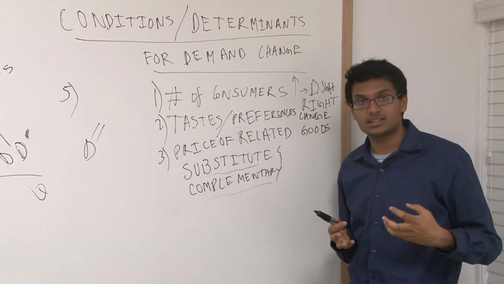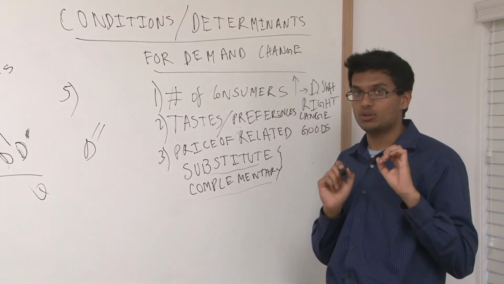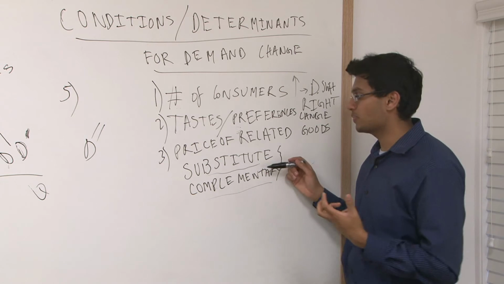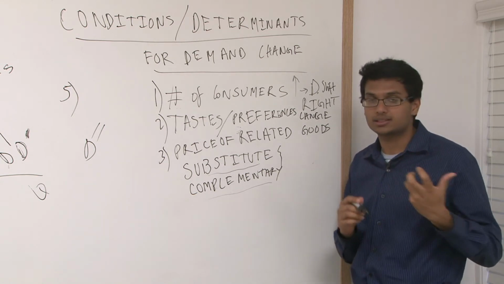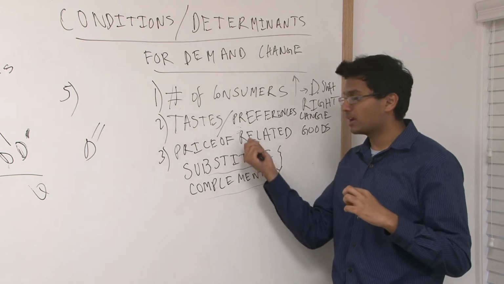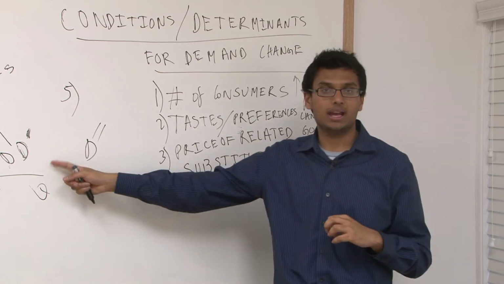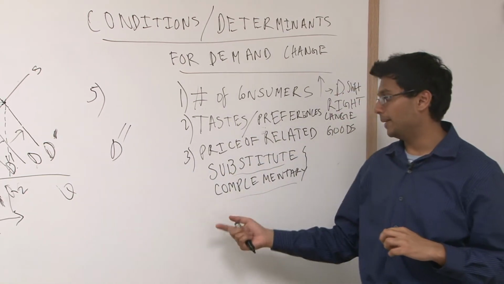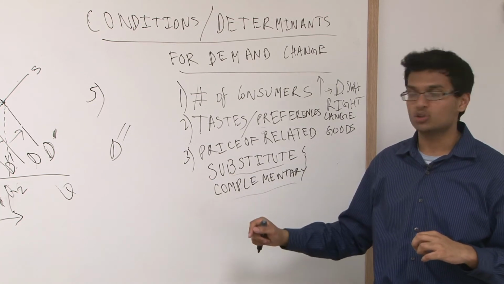I hope everyone understands that. It's really important that you understand the differences between substitute and complementary groups, and I can give you examples later on to emphasize the differences. But understand that the price of related goods changes your demand, and it depends on which one you're dealing with.